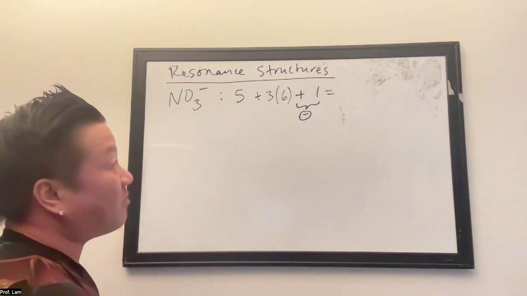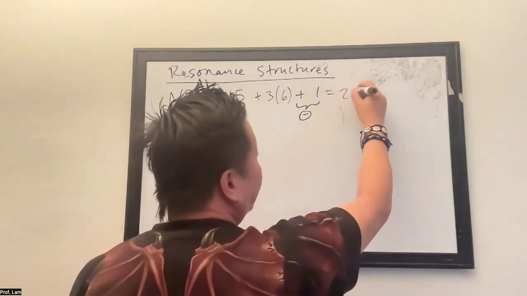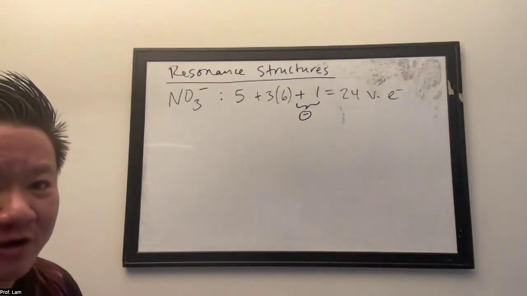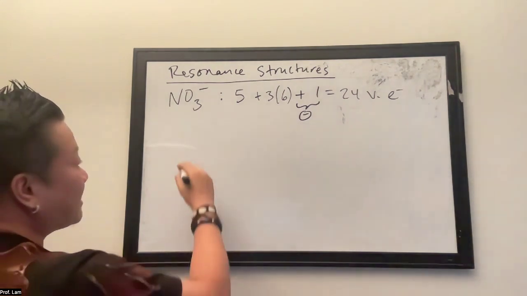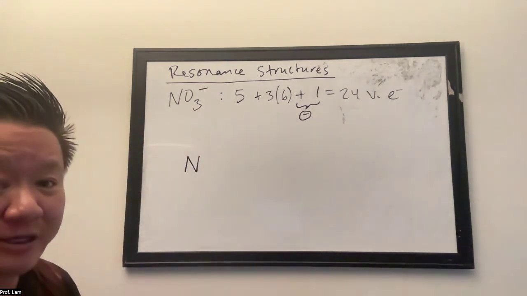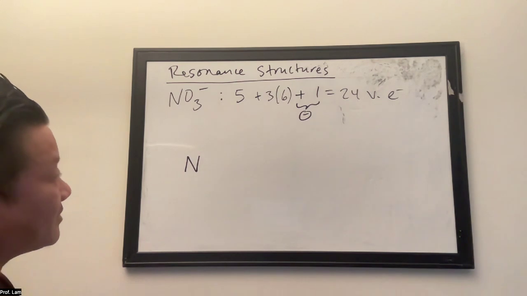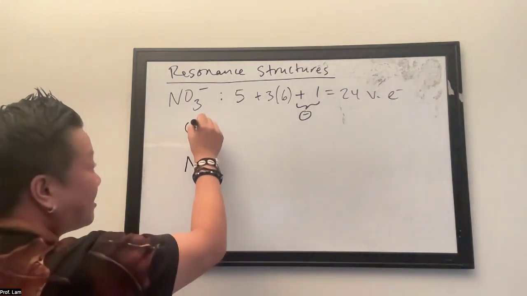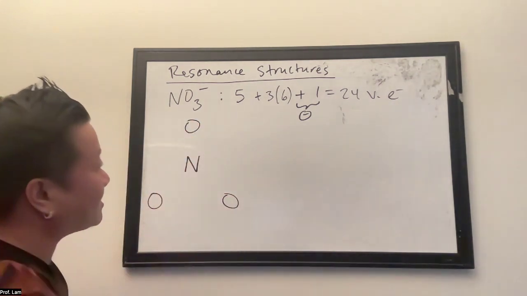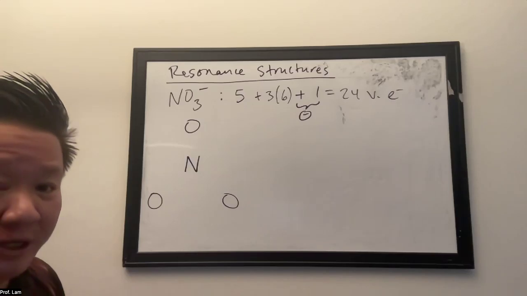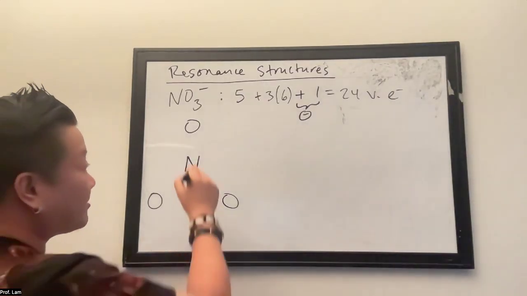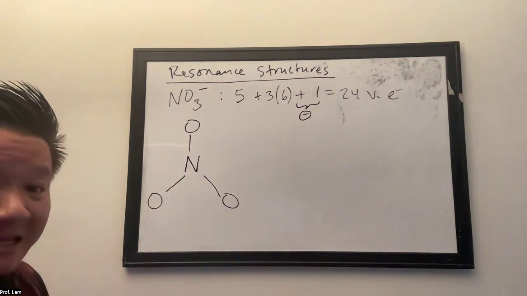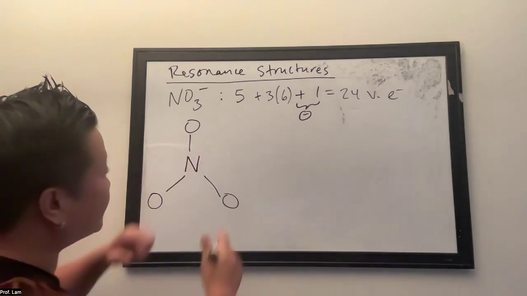So here in NO3 minus, we have a total of 24 valence electrons. Then same steps as before. You're going to want the central atom first. That's going to be your nitrogen, because between N and O, N is furthest from the noble gas. And then you spread the 3 oxygens around evenly. Then the next thing you do is put in your bonds, single bonds first. Single bonds only.